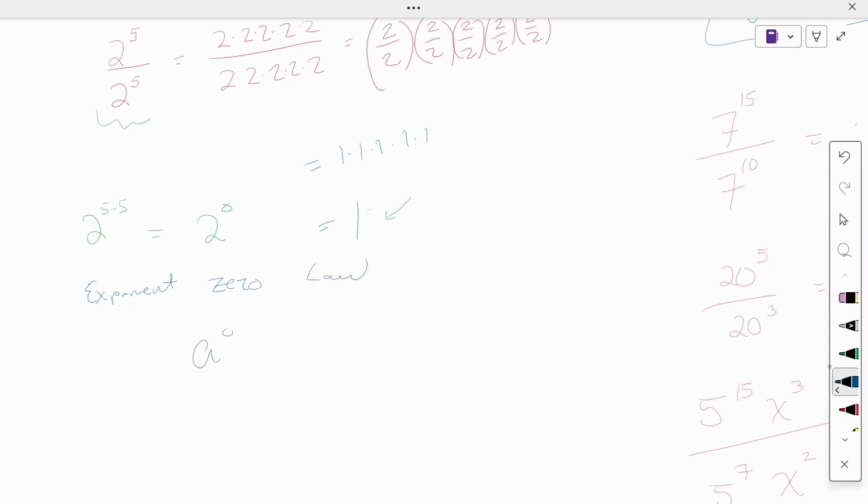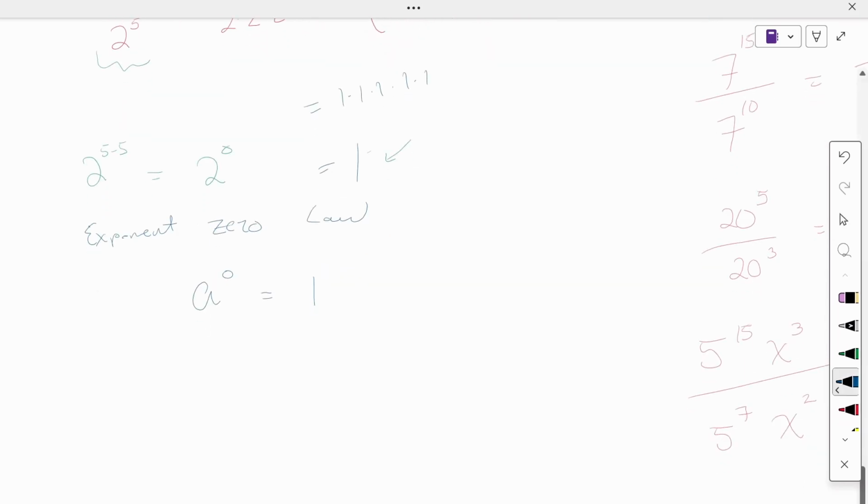And that is to say, anytime you have a number raised to the 0 power, you always get 1. So go ahead and put that down in your notes.